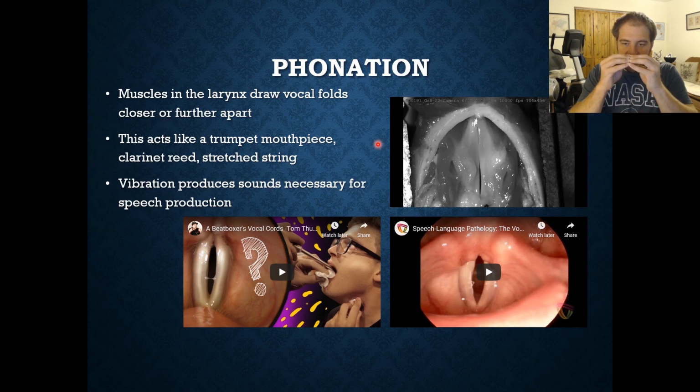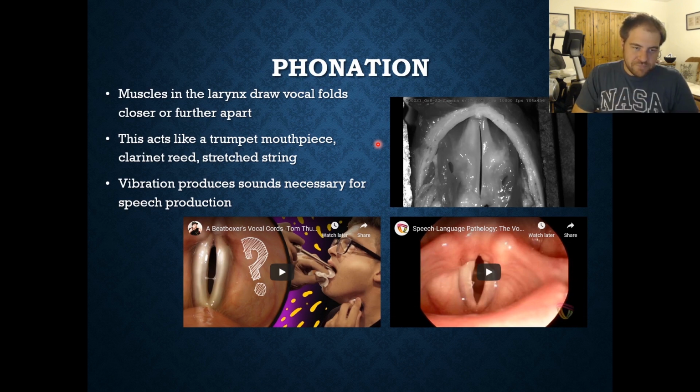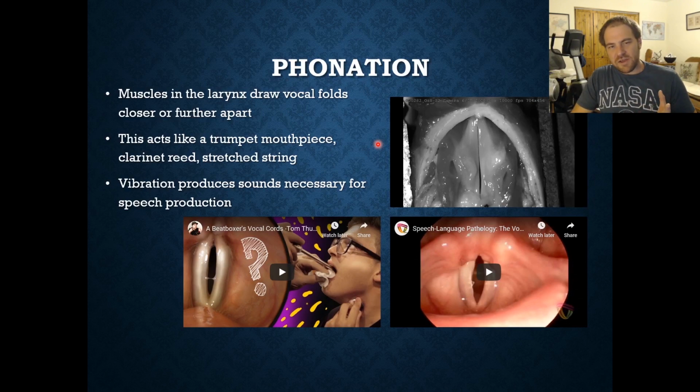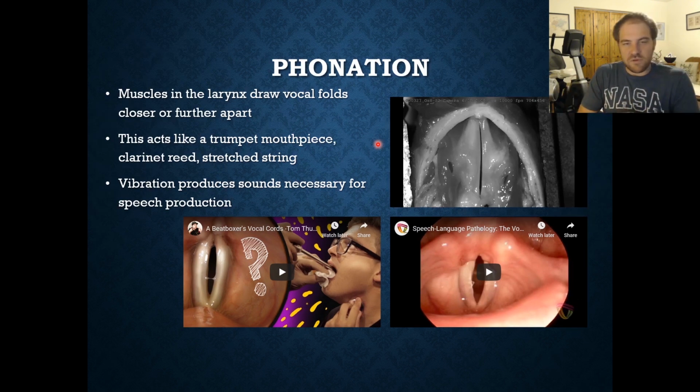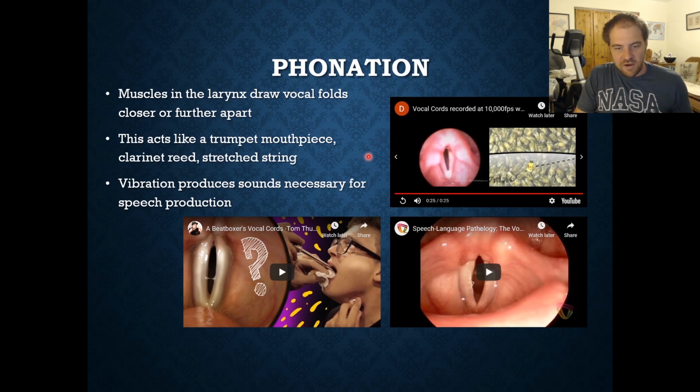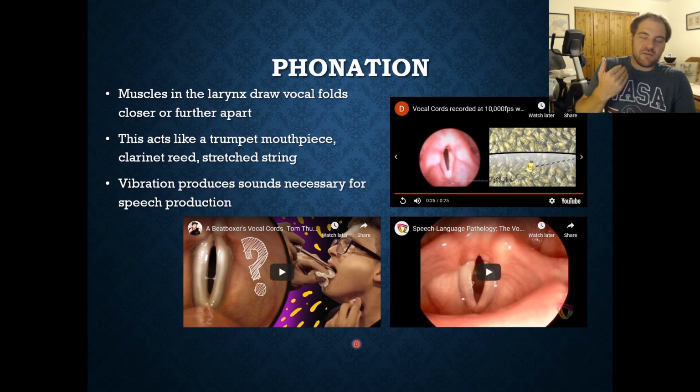They're pushed together, and the air is popping out between them. It's like a trumpet mouthpiece, maybe like a clarinet reed, maybe like a guitar string. All of these vibrate just like the vocal folds do, and they create sound. And that's what we're doing with our vocal folds as well. We're going to watch this video later. It's really cool. So the vibration of the vocal folds is what creates the sound pressure wave that's necessary for speech.